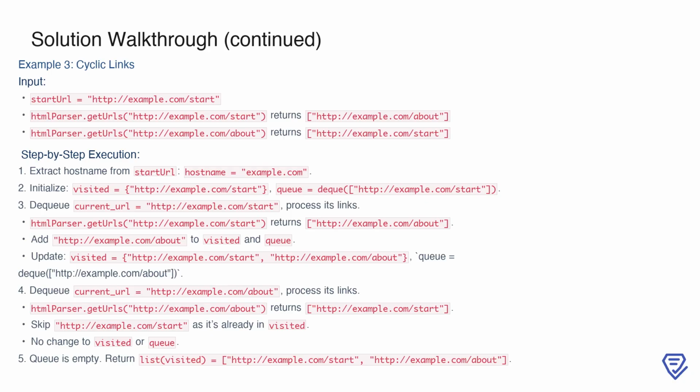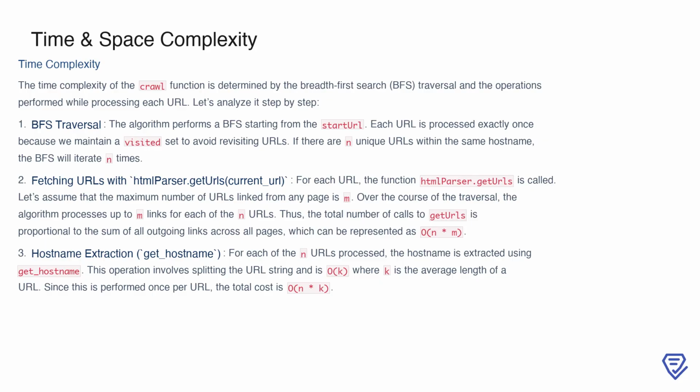The result is a list of visited URLs, http://example.com/start and http://example.com/about. This example demonstrates how the algorithm effectively handles cycles by tracking visited pages. The time complexity of the crawl function can be broken down into three main steps. First, we have the breadth-first search traversal, or BFS. In this step, the algorithm processes each URL exactly once, thanks to the use of a visited set that prevents revisiting. If there are n unique URLs within the same hostname, this traversal will iterate n times.